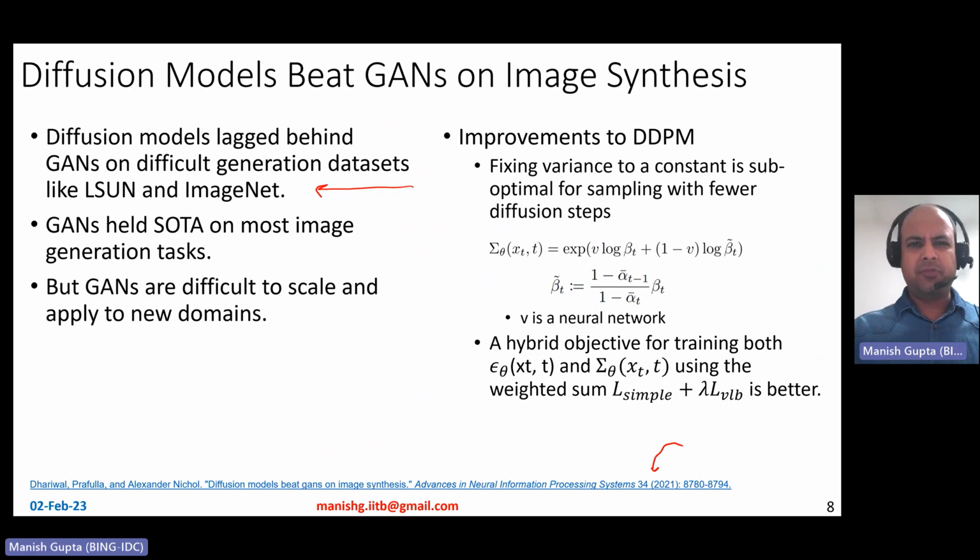Maybe GANs are okay. Maybe diffusion models are not what people need. But then GANs have a problem. They're difficult to scale and apply to new domains. And that is why people started thinking about improvements to these diffusion models so as to make them better than GANs. And that is what has led to GLIDE and then finally to DALL-E 2, as we know.